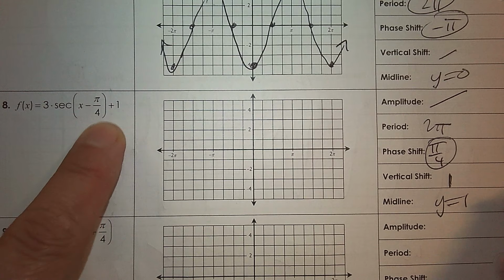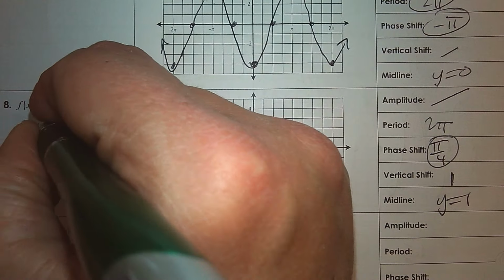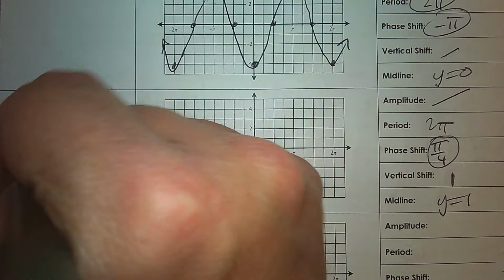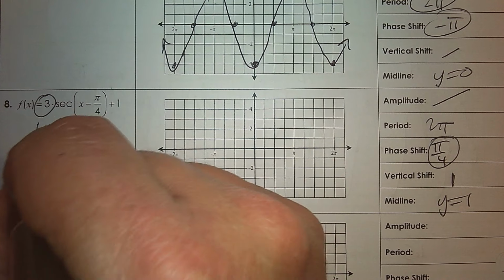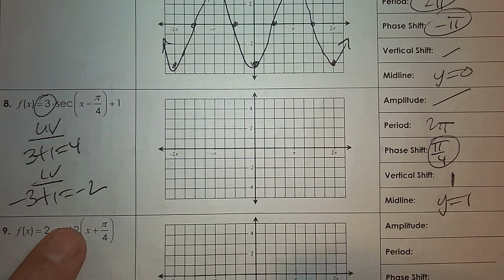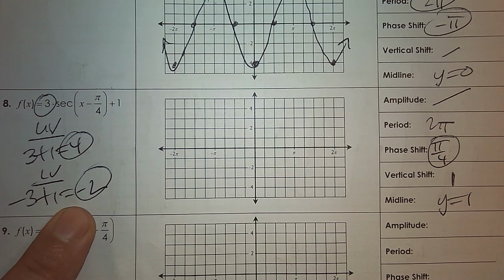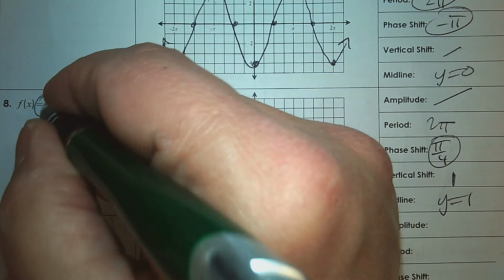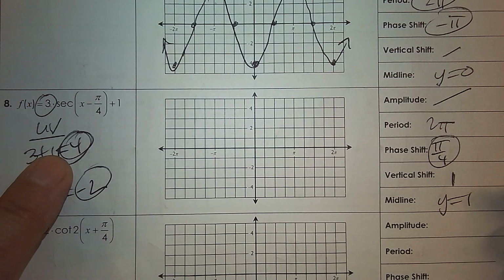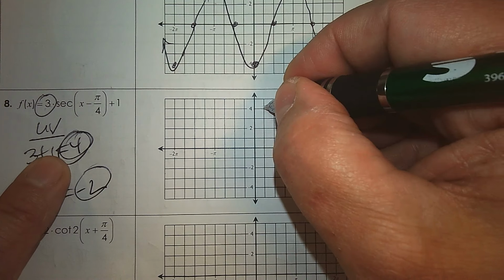So it's wise to think of my upper vertex and my lower. So the upper would have been 3, but I'm going to add 1. The lower would have been negative 3, but I'm going to add 1. So these are the numbers I go to, the y coordinates when it's the vertices. Secant starts with an upper vertex when it's positive. So we're going to start at 4. So at pi over 4, we go to 4.